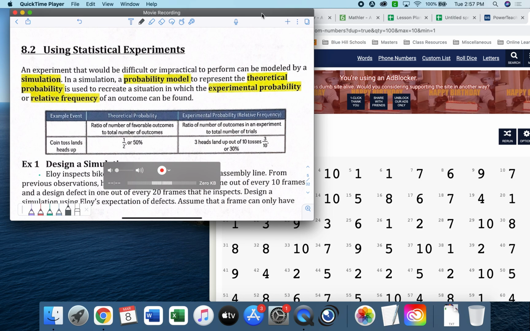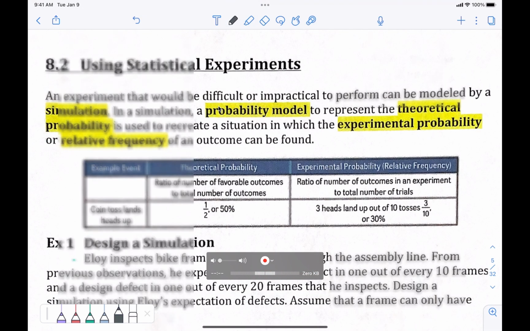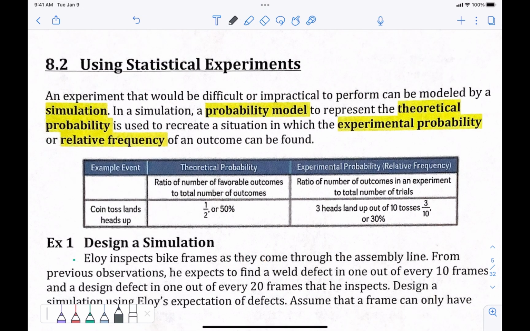Maybe that's it. I don't know. But this is section 8.2. I'm recording in the 8th period class. It might be a little laggy because I'm having to record this kind of a crazy way so that you can see both of these screens. I'm going to zoom in just on this first one because this is the only one that we're going to be using for right now. And then we'll get into the other one later.